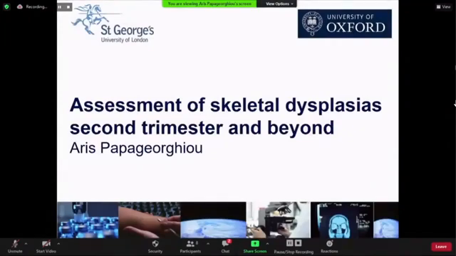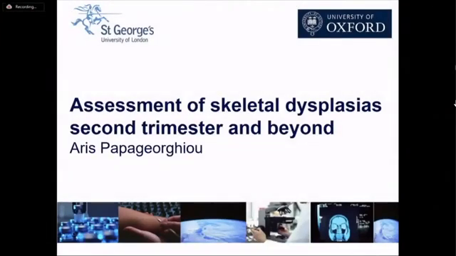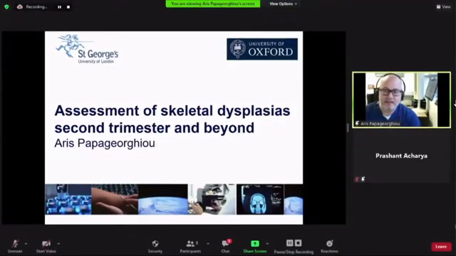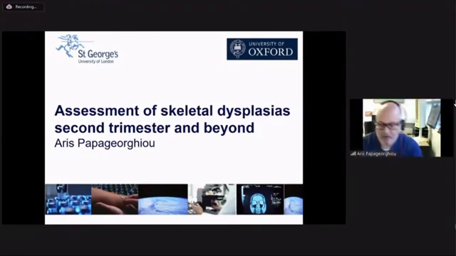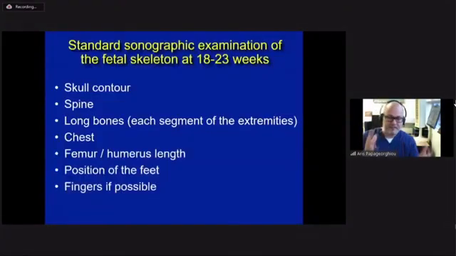And I'm going to focus on the second trimester and beyond. The reason I'm doing that is that the majority of skeletal dysplasias will be discovered at that gestation. I'm going to take a problem-based approach and try and see if we can somehow get as close to diagnosis as possible. As Prashant says, the initial impression that this skeleton is not normal is easy, but how do we get to a diagnosis?